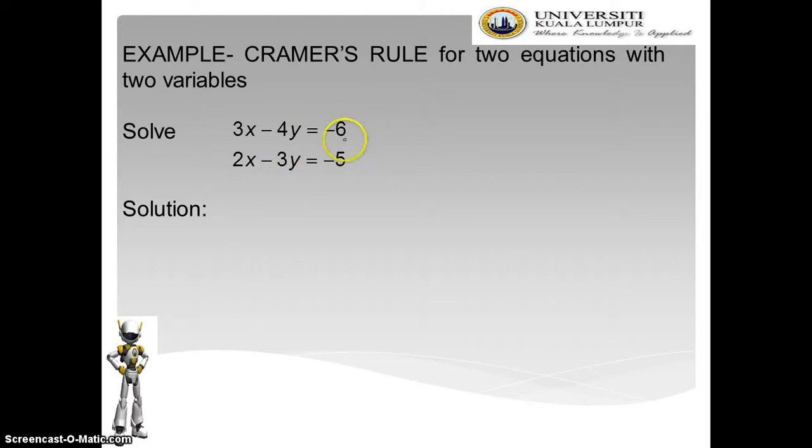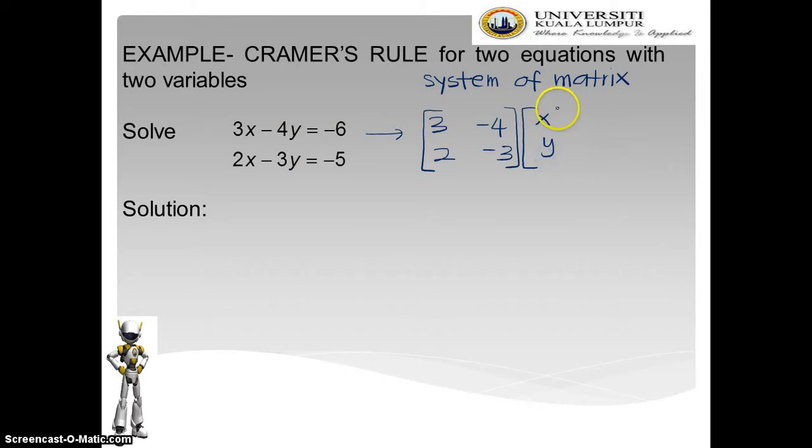From here we can solve it by using the matrix approach, the system of matrices. First, we have to convert this equation to a system of matrices. So that we can get the coefficient matrix 3, negative 4, 2, negative 3, times the variable matrix, x and y, then equal to the value matrix, negative 6 and negative 5. This is the system of matrices.